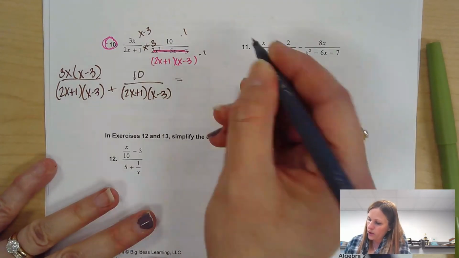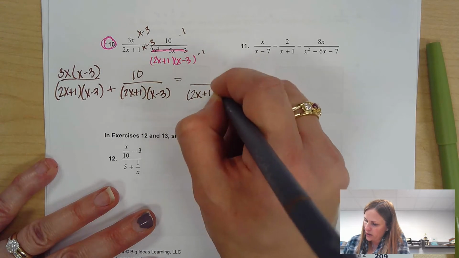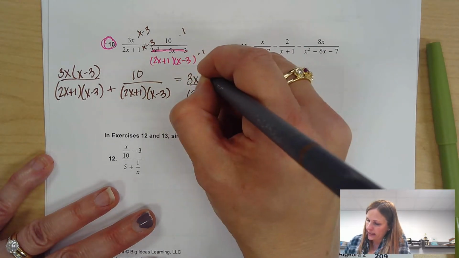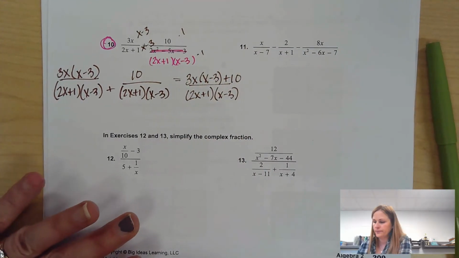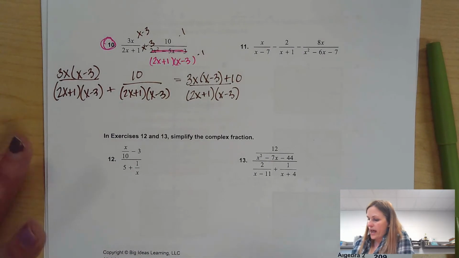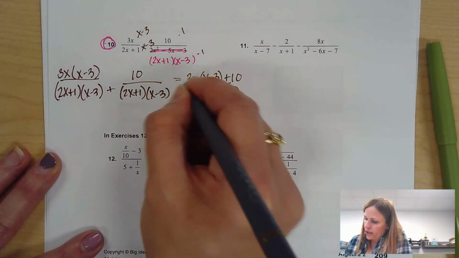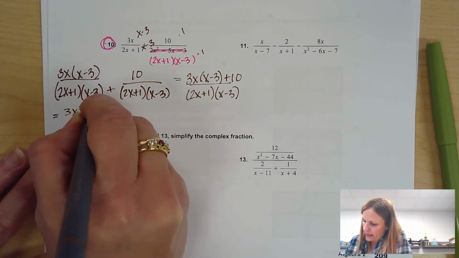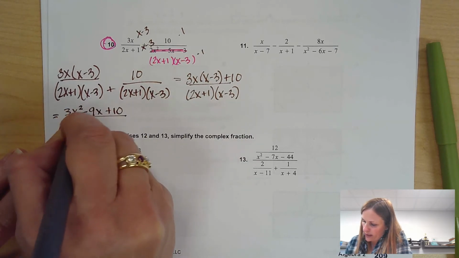All right, so remember what we're doing. We're going to keep the common denominator, so 2x plus 1 and x minus 3, and let's add our numerators. So 3x times x minus 3 plus 10. Next, go ahead and reduce everything possible. So let's go ahead and reduce that numerator. I'm just going to distribute out the numerator. So I get 3x squared minus 9x plus 10. And then keep my denominator the same.